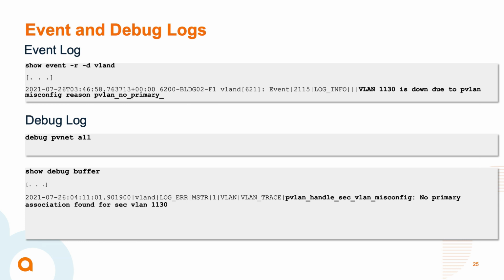And here you see that in the show events, you have the same issue we had before. VLAN 1130 is down due to pVLAN misconfig. And then we have something similar in the debug buffer: pVLAN handles VLAN or secondary VLAN misconfig, no primary VLAN association found.